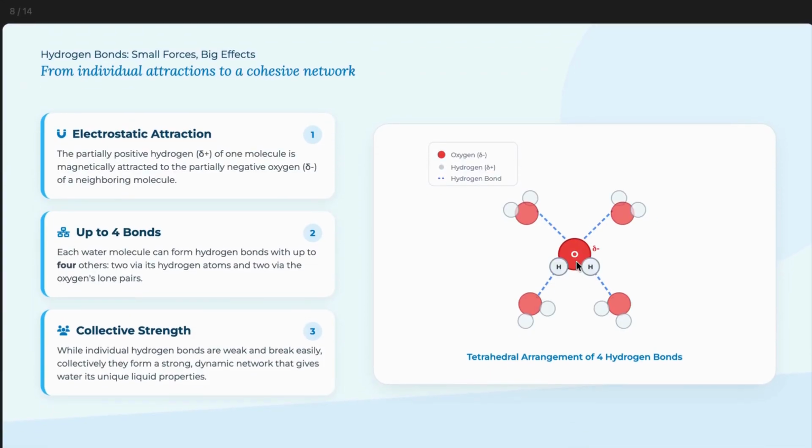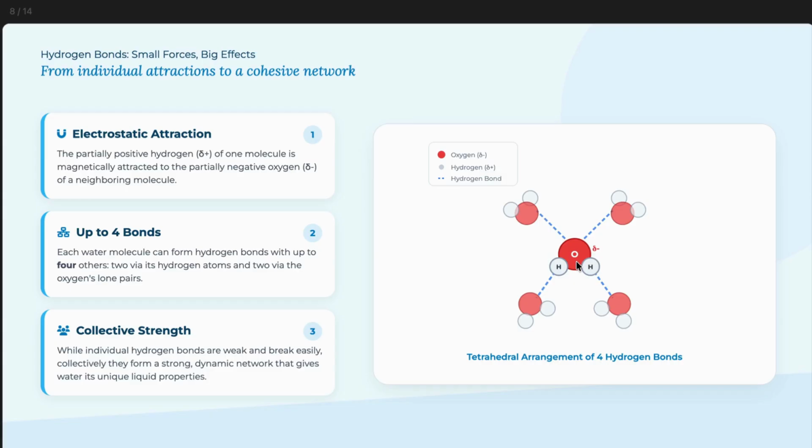And now let's talk about the floating safety pin. Normally, metal sinks, right? But if you carefully place a safety pin on water, it can float. Why? Because of surface tension. Hydrogen bonds create a strong cohesion between water molecules at the surface. The surface acts like a stretched elastic membrane. This can resist an external force.